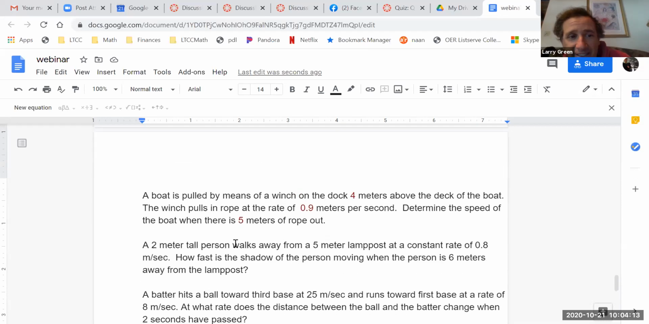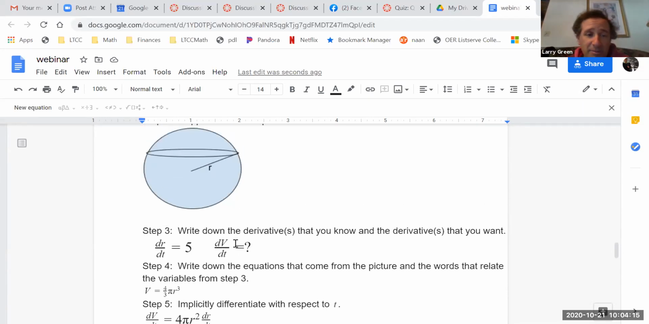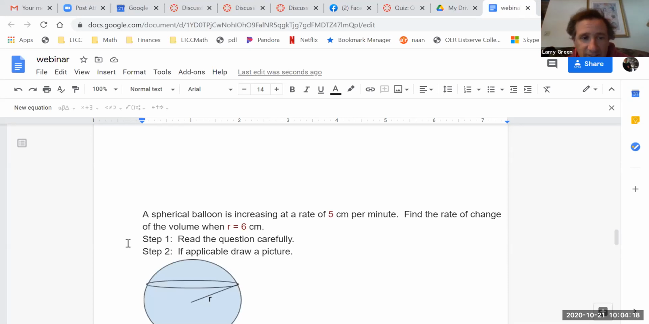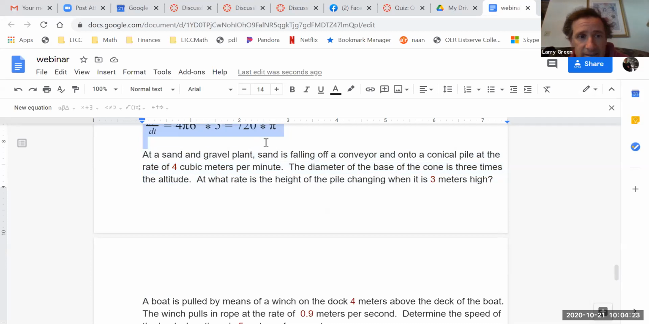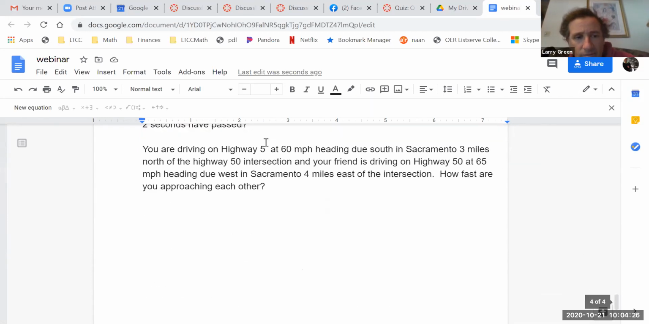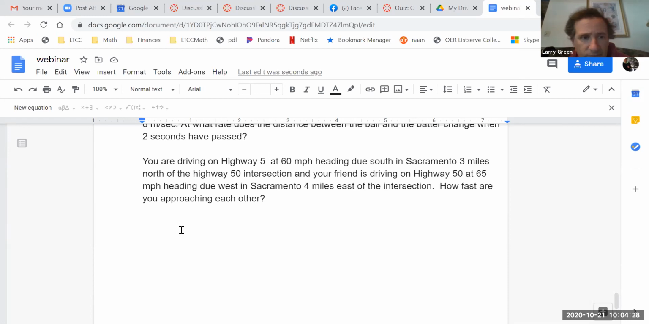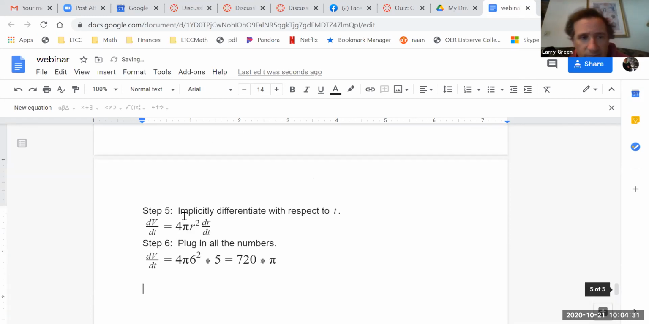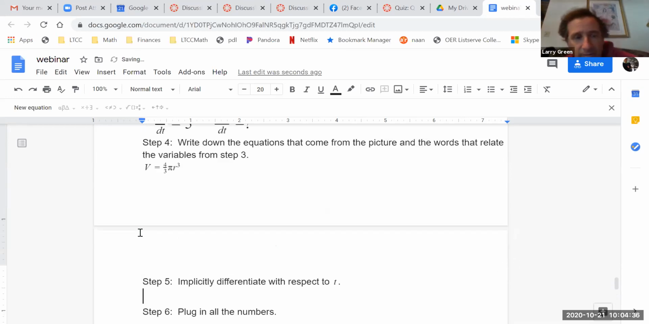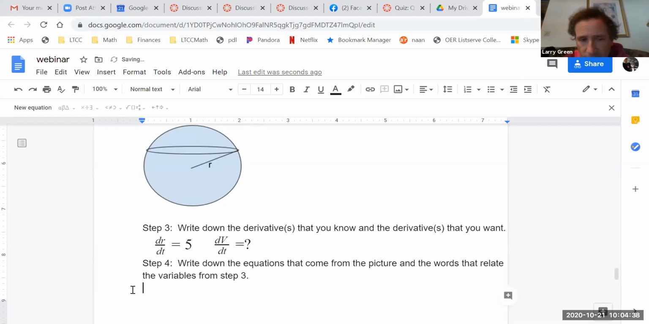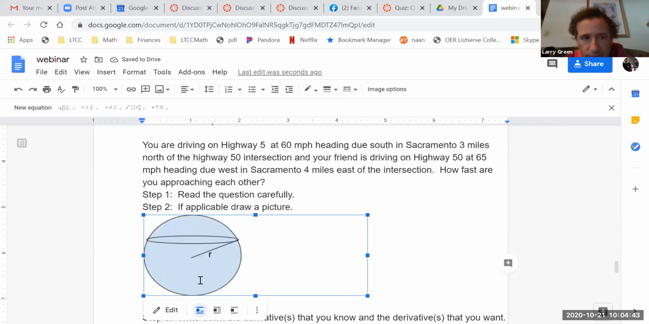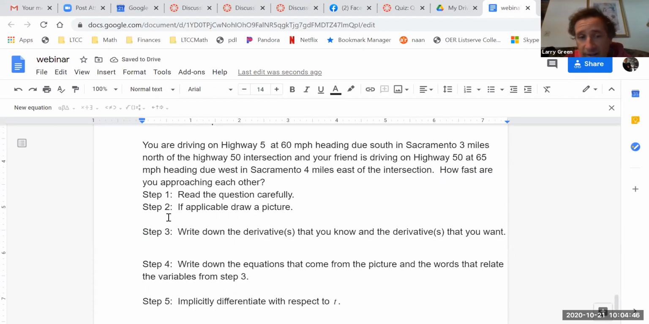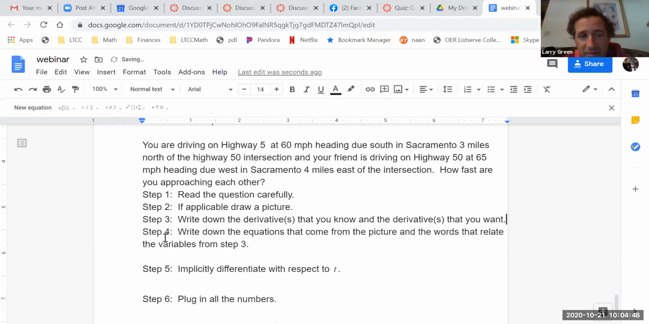Okay, so the first thing is I'm just going to copy and paste the steps. Always a good idea to use these steps. This will get you through pretty much any problems in this section. And let me get rid of all the answers from before. Okay, so step 1 I just did. I just read it.